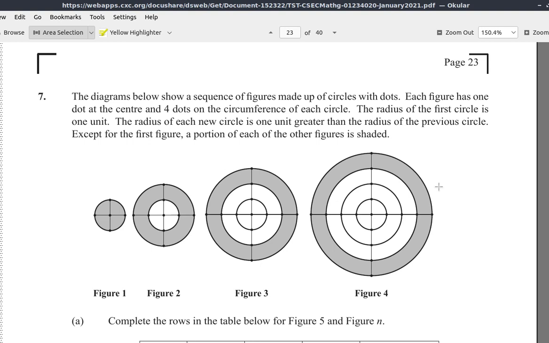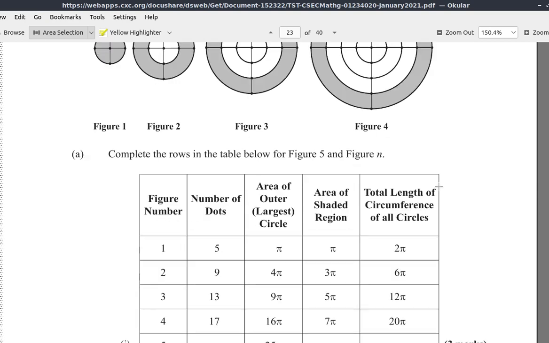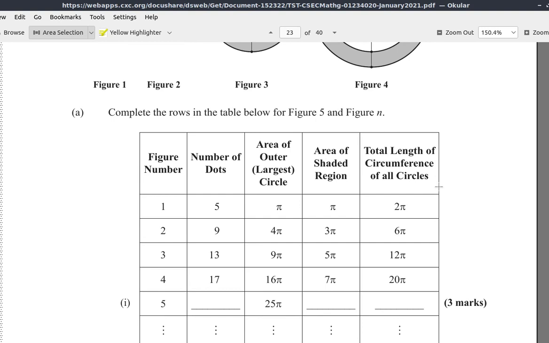The radius of the first circle is 1 unit. The radius of each new circle is 1 unit greater than the radius of the previous circle. Except for the first figure, a portion of each of the other figures is shaded. Figure 1 is completely shaded, but for figure 2 onwards, only a portion is shaded. They say: complete the rows in the table below for figure 5 and figure N.